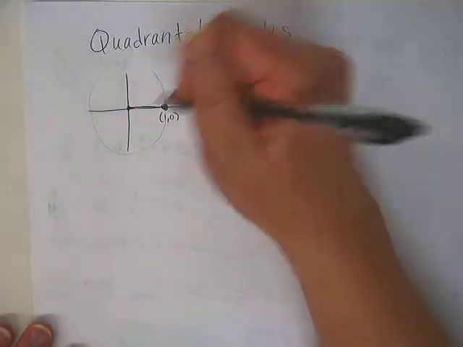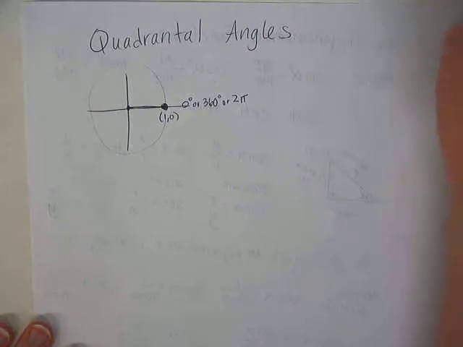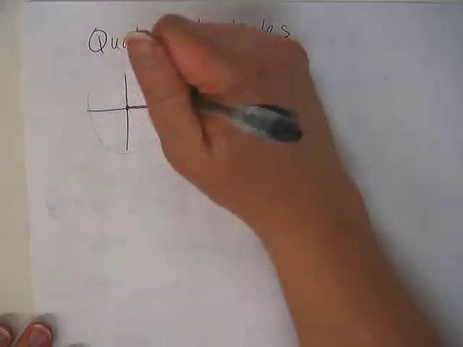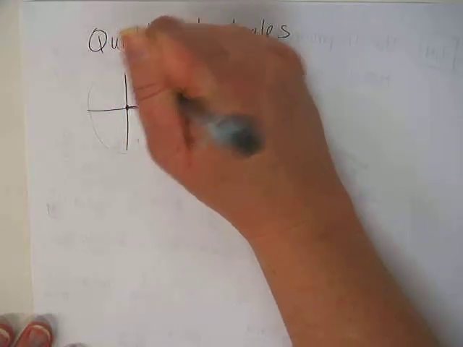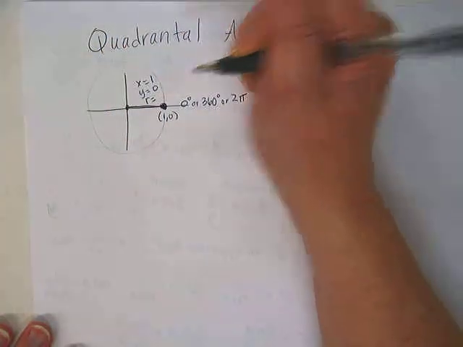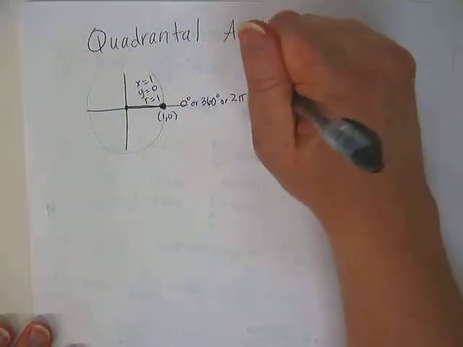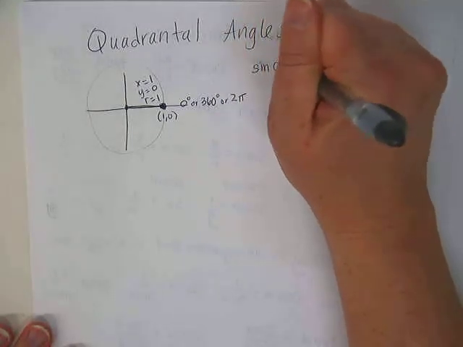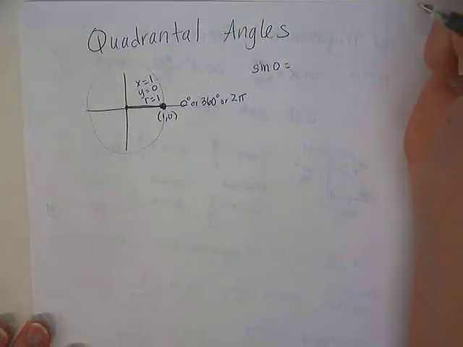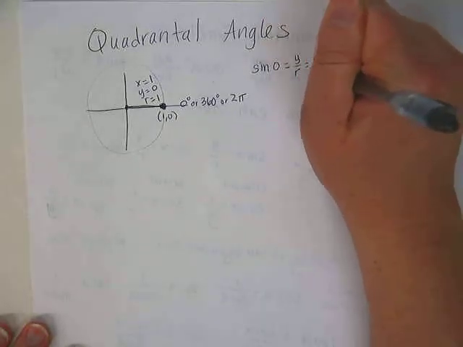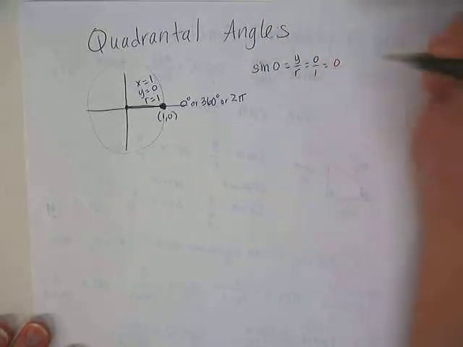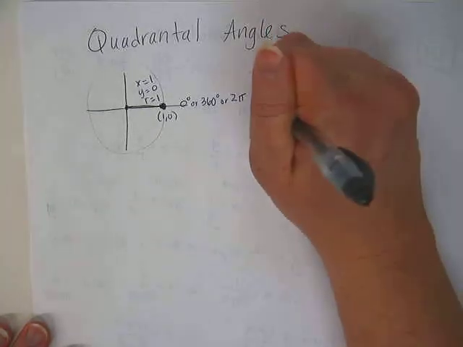So just go ahead and tell me what x, y, and r are for the angle 0 or 360. What would x be? X is 1. Good. What's y? 0. Y is 0. What's r? 1. R is 1. So therefore, what would sine of 0 be? Sine is y over r, which would be 0 over 1, which is 0.